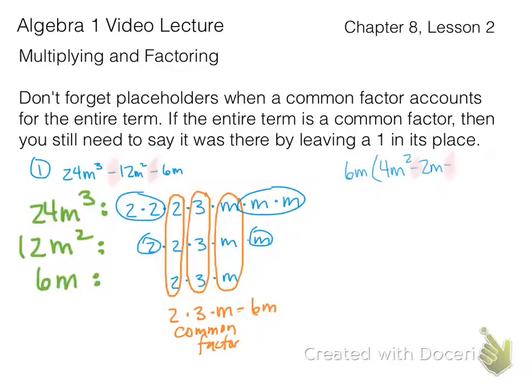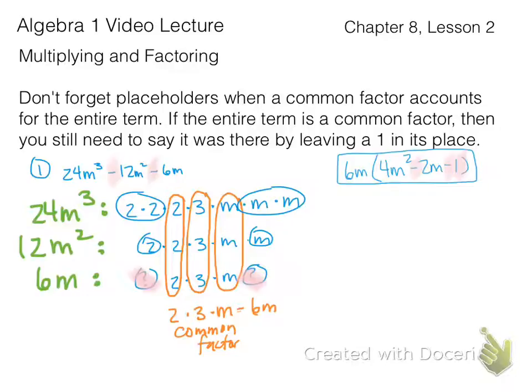So we still have to say that that third term exists. And so to say that third term exists, we're going to say that it is a 1. Because there's nothing left, we have to say it's a 1, okay? It's like the ghost of the third term. The third term was still there, but since it got pulled out using the common factor, we have to leave a 1 there as a placeholder.